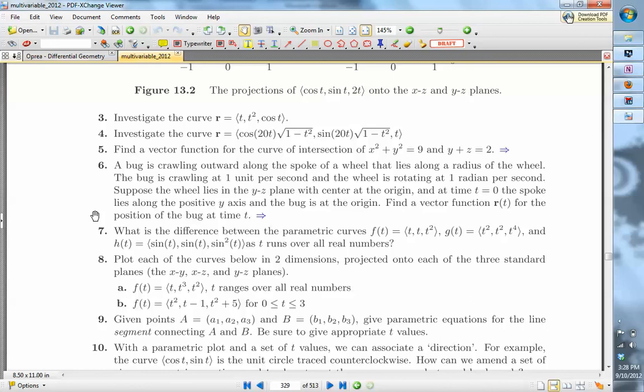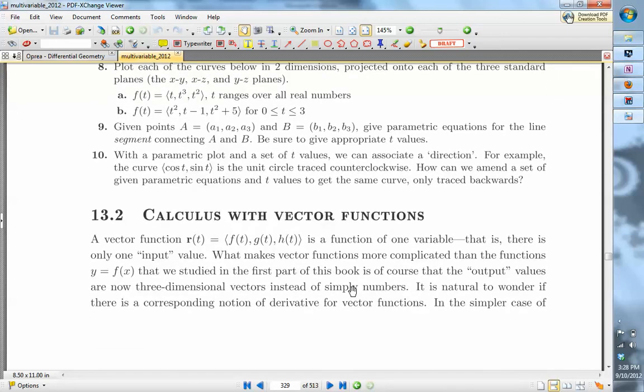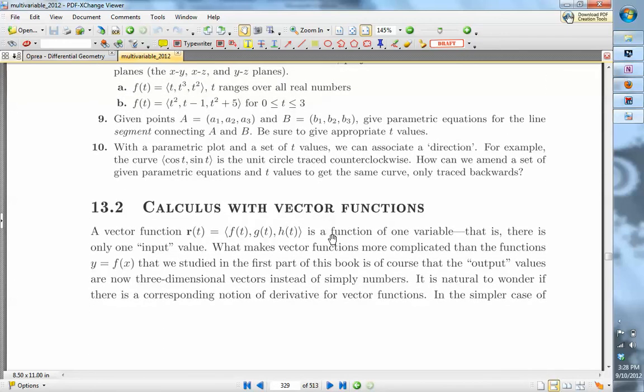We've got projections here. Let's finish with 9. Given 2 points in space, find the parametric equations for the line segment containing the points A and B. Be sure to give appropriate t values.